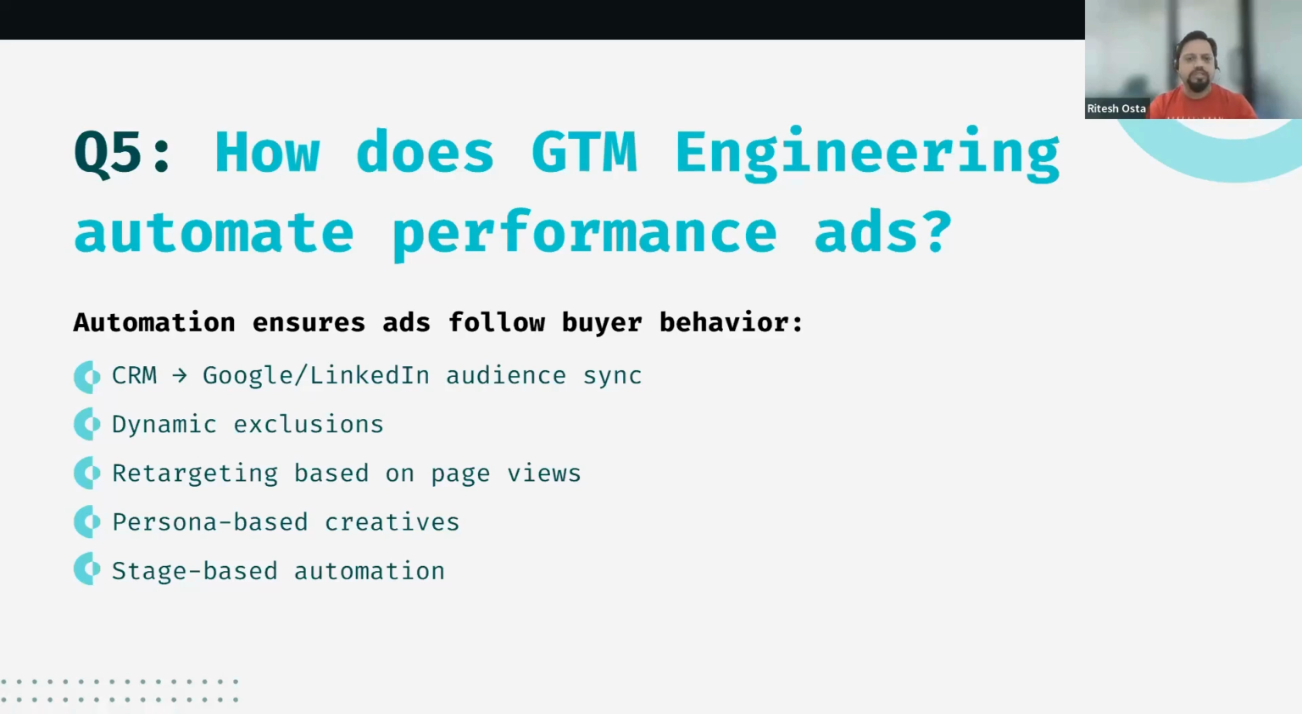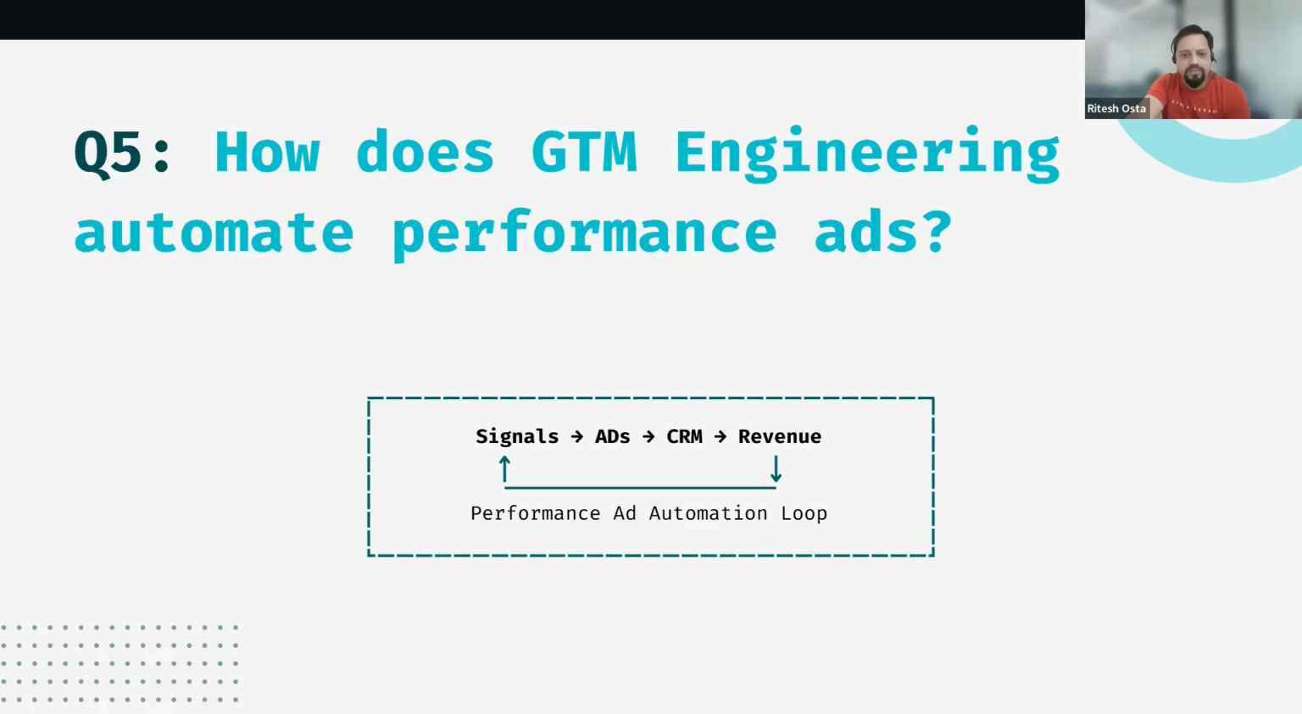So the use cases are many. These are just some normal everyday use cases that we are coming across when we are working, but we can keep coming up with more and more use cases in the coming days. So yes, GTM engineering is automating performance ads. We are heavily working on this, and there are new tools and technologies coming up. We are also building our own solutions around that. So we'll keep you updated. Okay. Signals, ads, CRM, revenue. That is the automation loop when it comes to ads.